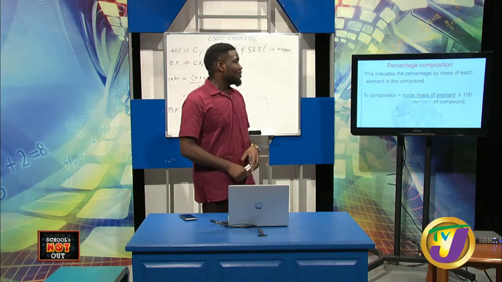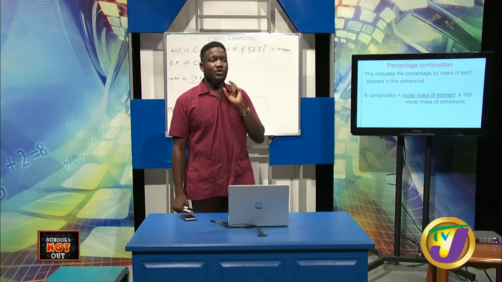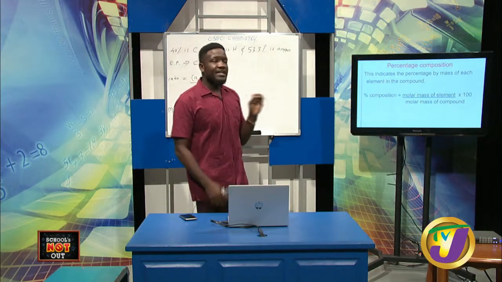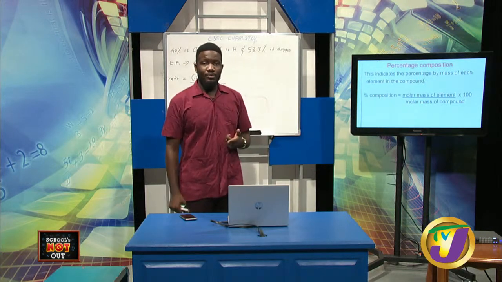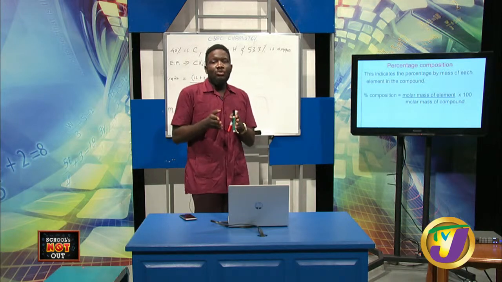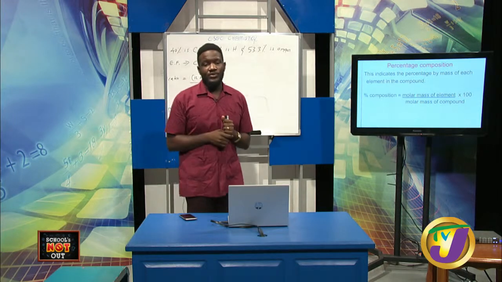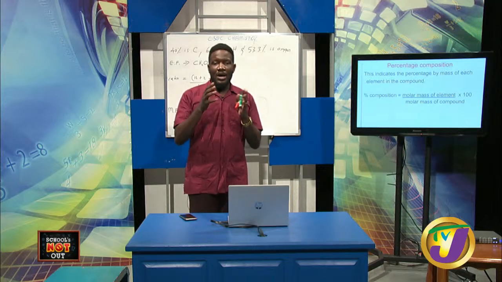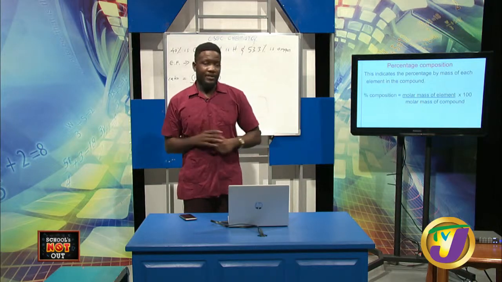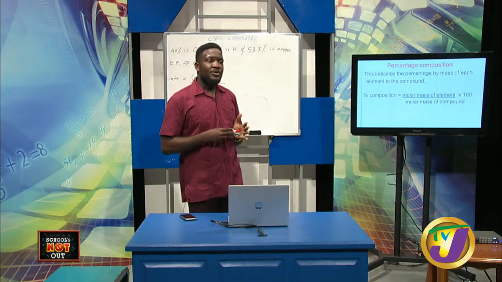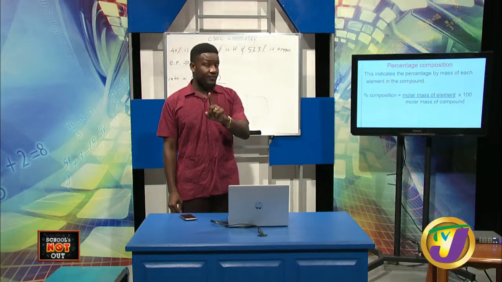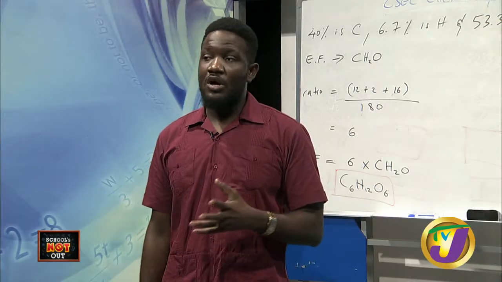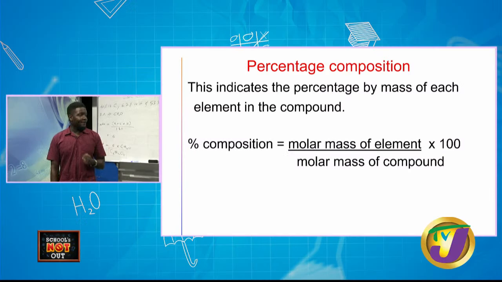All right, so now let's move on to percentage composition. This indicates the percentage by mass of each element in the compound. So this is when you want to know how much carbon is in glucose or how much percent of water is attributed to oxygen, right? And here's the formula. Percentage composition is equal to the molar mass of the element that you're looking for divided by the molar mass of the compound, all right? And then you multiply that by 100.